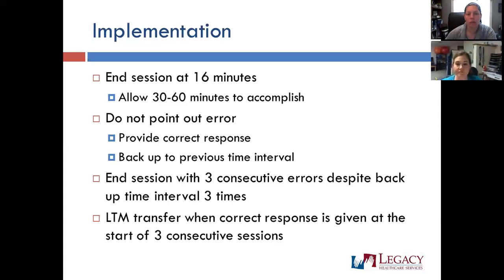And then one other question, is there ever a point where you would end the session prior to accomplishing that 16 minutes of space? Oh, that's a great question. Yes. If they have 3 consecutive errors, and you have already taken the interval back, then you stop. Like if they got to 8 minutes and you dropped back to 4 and they had another error, and you dropped back to 2 minutes and they had another error, then you just stop and you start next time.